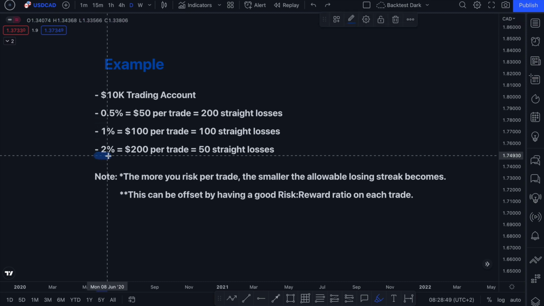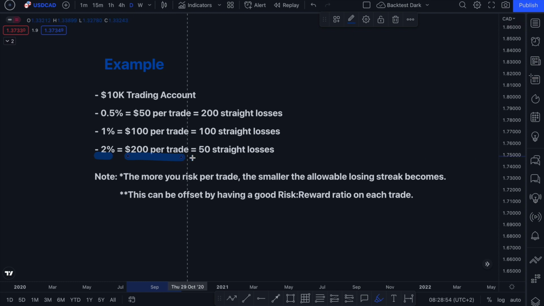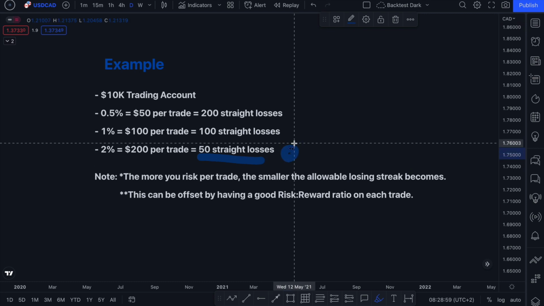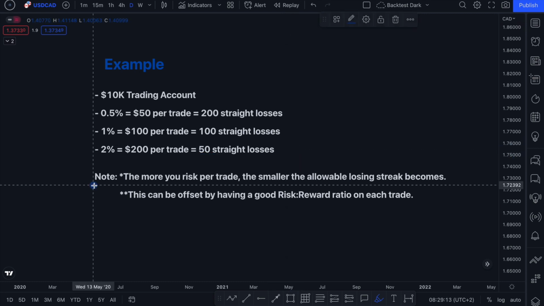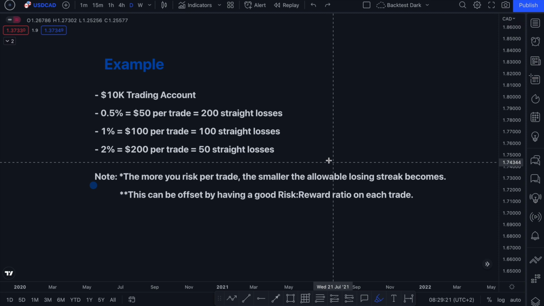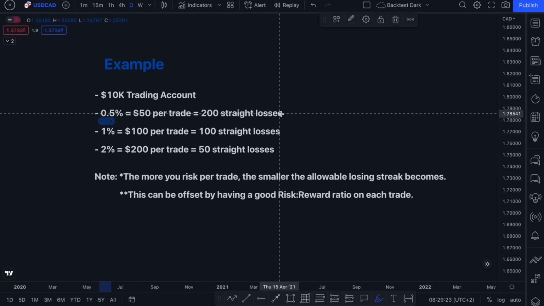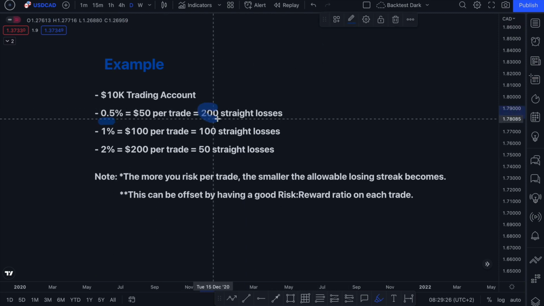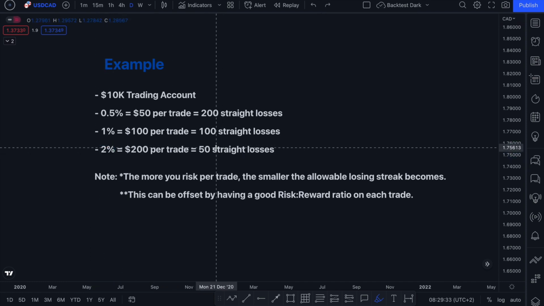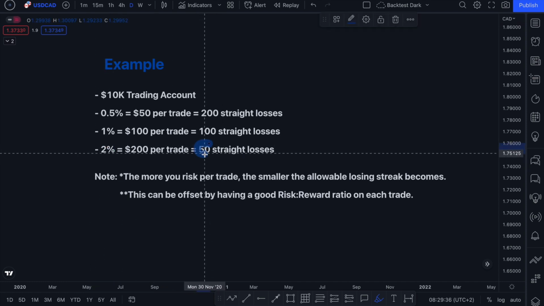Obviously, if you were to risk 2% per trade, you are now risking $200 per trade. And now you would only have 50 chances before you blew your account, right? So notice how the more you risk per trade, the smaller the allowable losing streak becomes. At 0.5%, your allowable losing streak is 200 trades. At 1%, your allowable losing streak is 100 trades. At 2%, your allowable losing streak only becomes 50 trades.